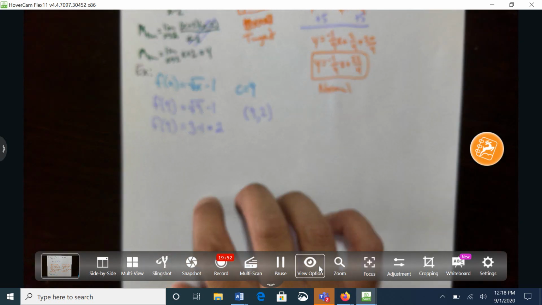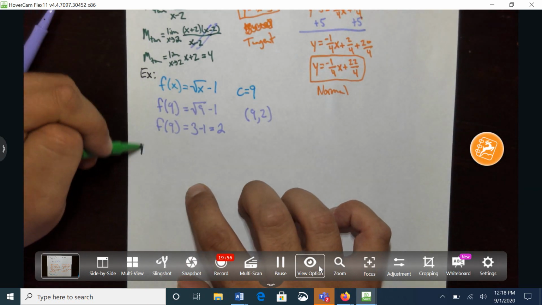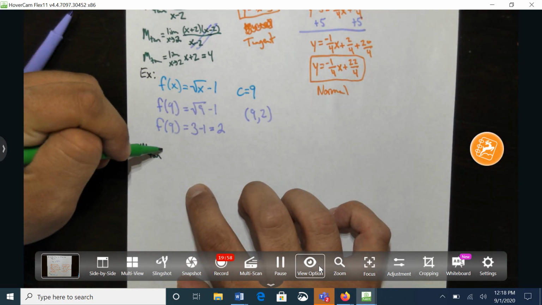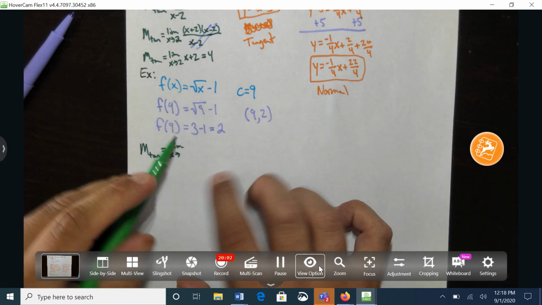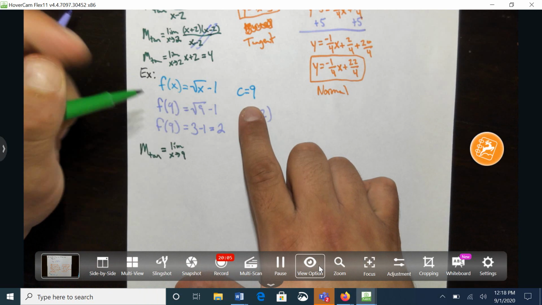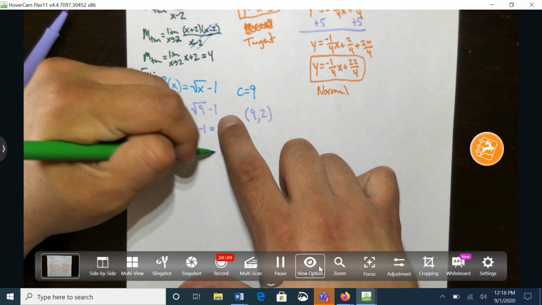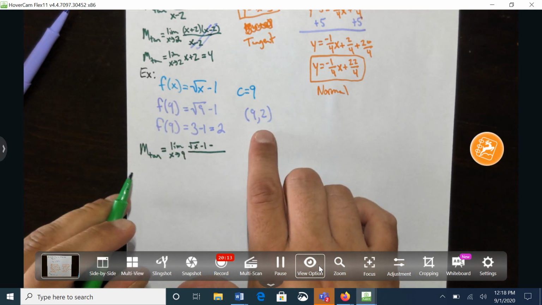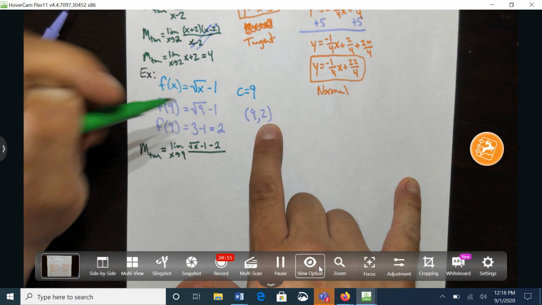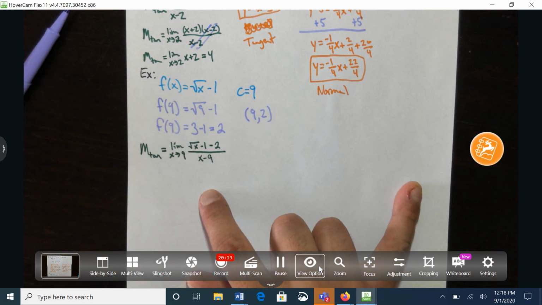Now we need to find our slope. So m tan is equal to the limit as x approaches 9 of f of x. So it's going to be the square root of x minus 1 minus f of c, which is 2, all divided by x minus 9, x minus c.